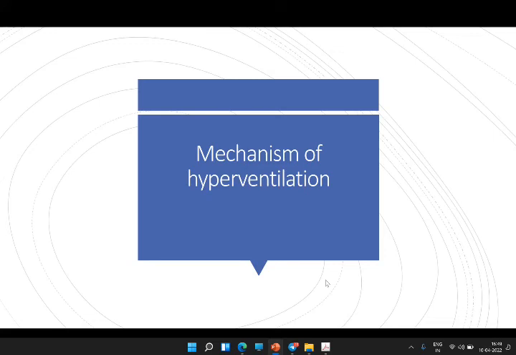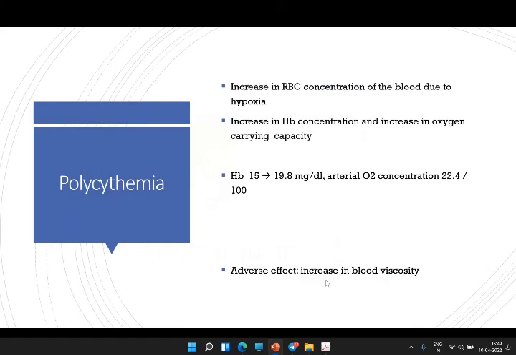Whatever hemoglobin is there will bind all the oxygen which is available. So effective utilization of the available oxygen will take place because of the increased hemoglobin concentration. Such people residing in high altitude will have hemoglobin of around 19.8 and arterial oxygen concentration of around 22.4 per 100 ml. But the adverse effect is that there will be increase in blood viscosity because of the increased red cell mass, and there can be adverse effects related to the increased blood viscosity.